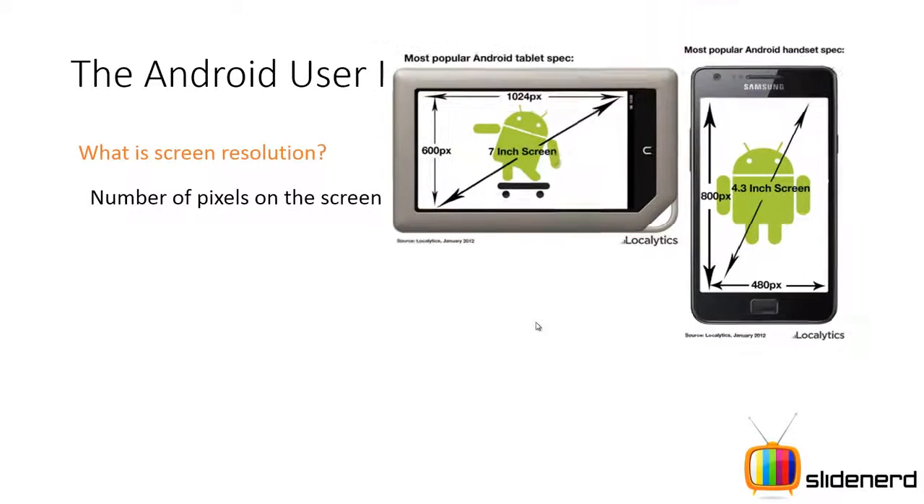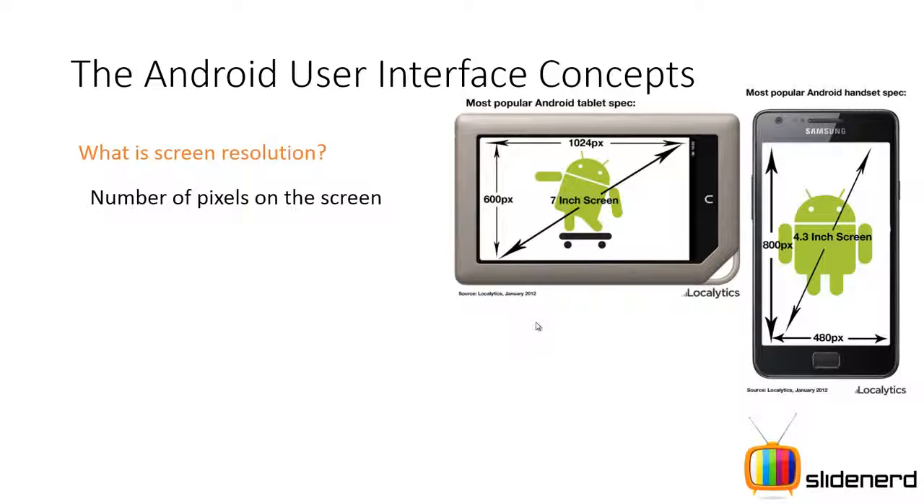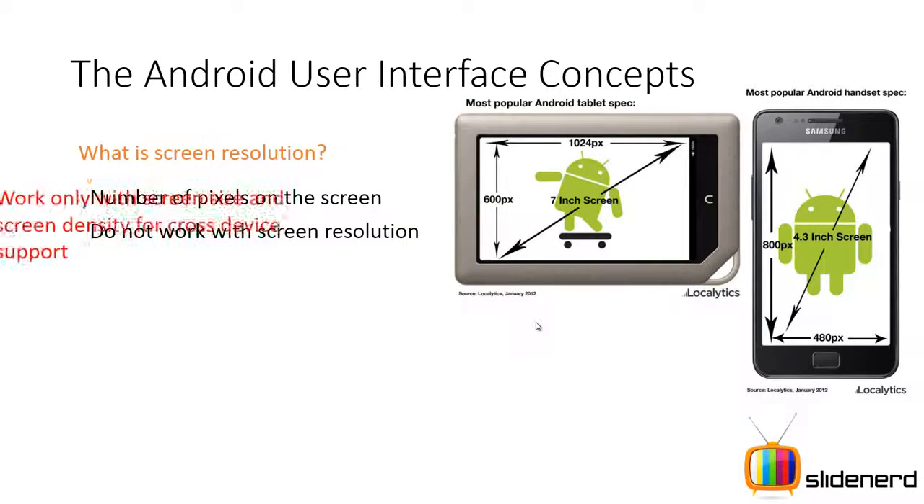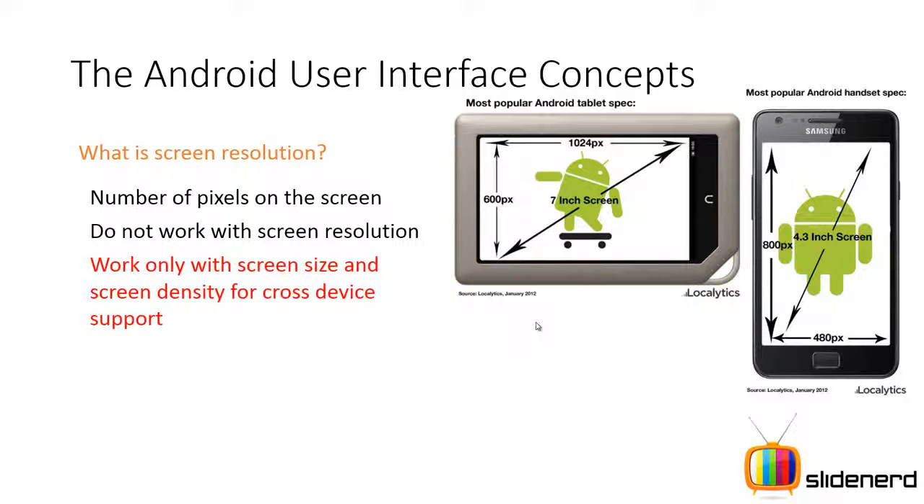Remember one thing very important in Android, you're not concerned with screen resolution mostly. You do not work with screen resolution because it varies heavily. Remember, there are many devices out there and each device has a different screen resolution. So if you start working with screen resolution in your app, if you start designing stuff, buttons, text views for screen resolution of a particular device, then you're screwed. So don't work with screen resolution and work only with the screen size and screen density.